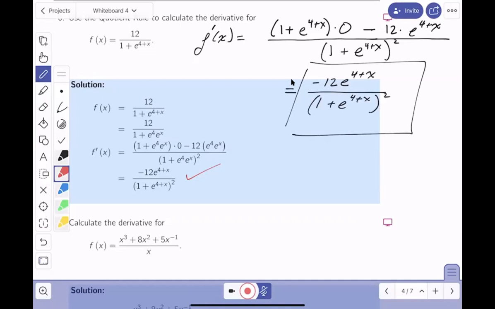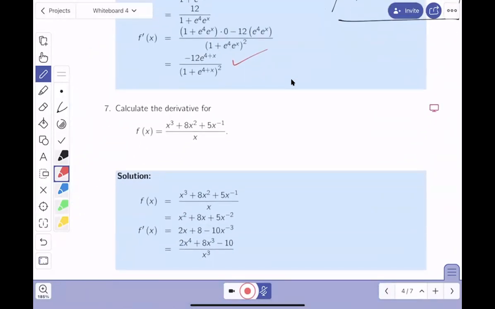Looking good. All right, number 7 says calculate the derivative. Well, they're not telling me how to do it, so I'm going to entertain myself by doing it the way I want to do it, which is simplifying it. What does this turn out to be? X squared. I'm just simplifying, by the way, 8x plus 5x minus 2. And I can take it very quickly, by the way.